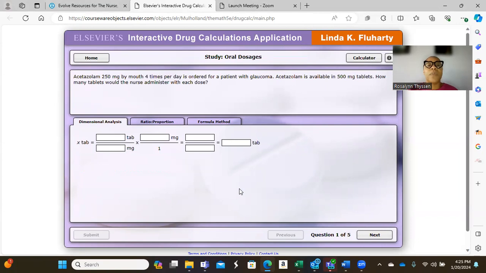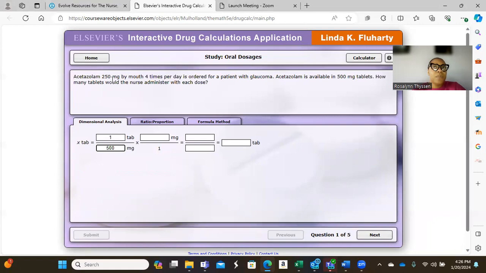So first question, what am I looking for? According to this question, I'm looking for how many tablets. Tabs, all right? Because I'm looking for tabs, I move on to my second question, which is, what do I know? So what do I know about tabs? According to the information I have here and what's available, I know that 1 tablet is 500 milligrams. Milligrams is at the bottom, so I know it has to go at the top. When I look up here, I see that my order is in milligrams.